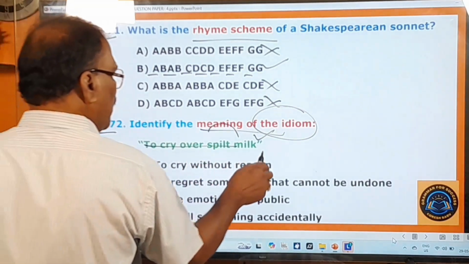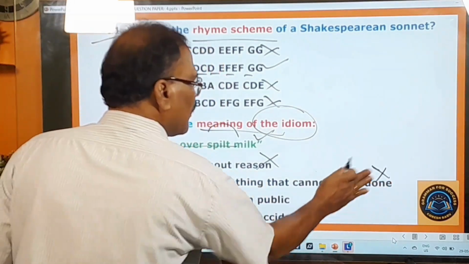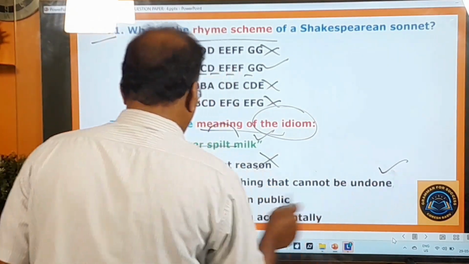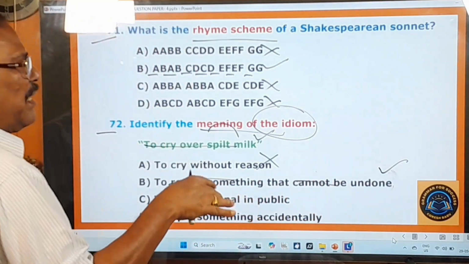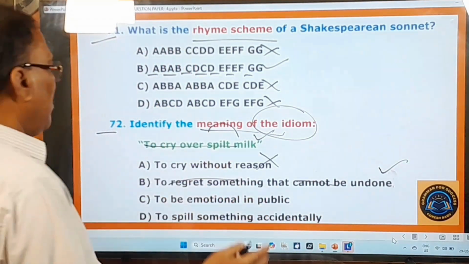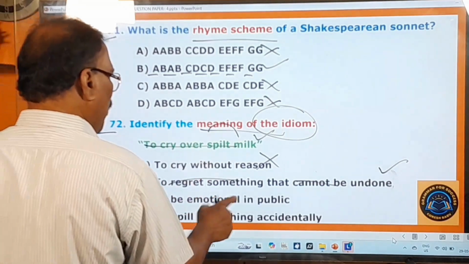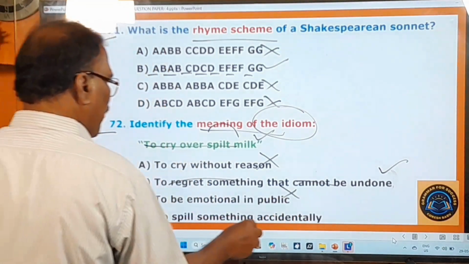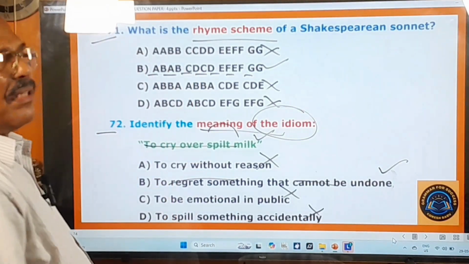To cry without reason, no. To regret something that cannot be undone. So to regret something that cannot be undone, that is called to cry over spilt milk. And to be emotional in public, no. To spill something accidentally, no. So this second one is the only right one, all others are the wrong ones.